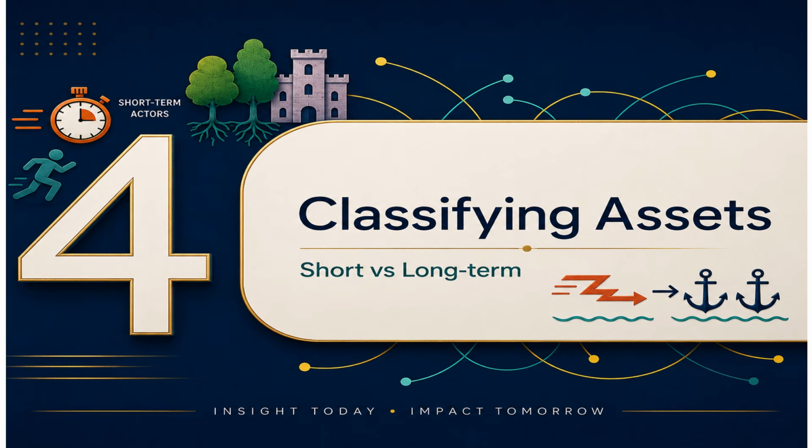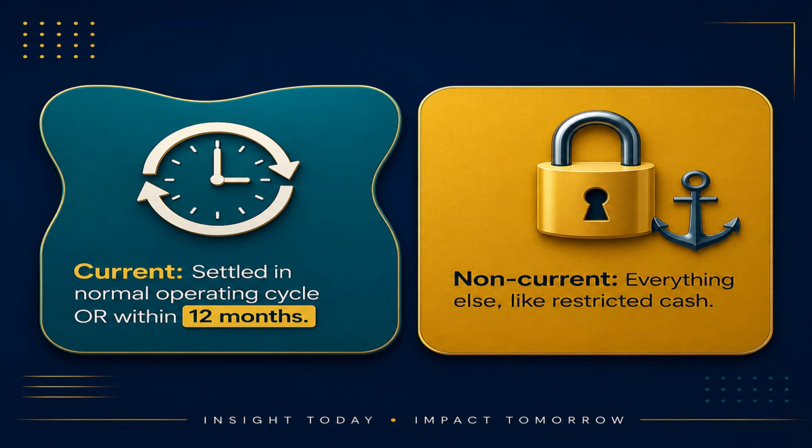That brings us to section 4, classifying assets and liabilities. The dividing line generally comes back to 12 months and the normal operating cycle. An asset or liability is typically current if it's expected to be realized, consumed, sold, or settled within the operating cycle or within 12 months after the reporting date. So inventory taking 15 months to sell may still be current if that reflects the normal operating cycle, while cash restricted for 3 years would generally be non-current.